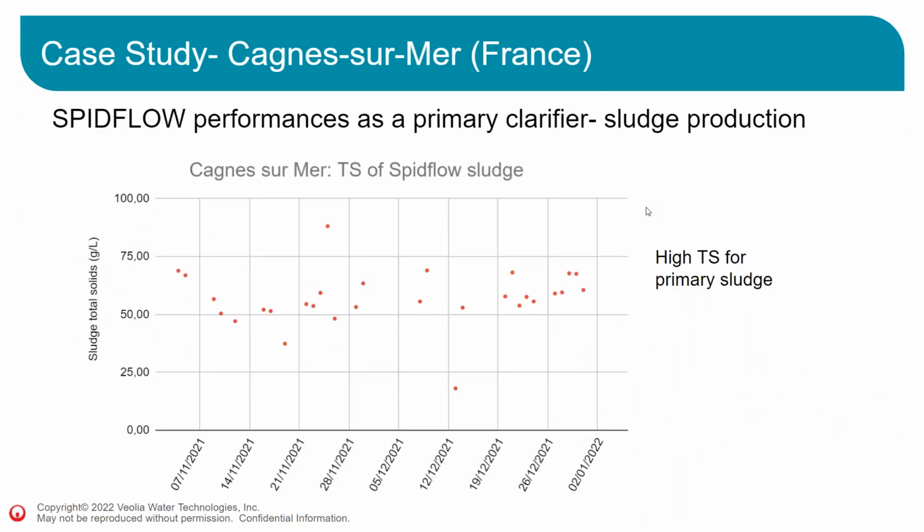And since it's a speed flow, we also wanted to see the performances of the sludge. We could see that they manage about 60 grams per liter sludge for the operation of their speed flow, which is very good because it diminishes the handling of the sludge. It's easier to manage on site. So that was a very good combination with limited, there is still chemical involved, but limited chemical requirements.